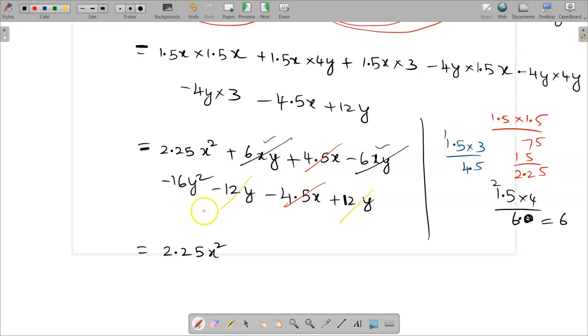And then what are all the remaining terms? Only minus 16 y square is available here. So this is the final answer, 2.25 x square minus 16 y square.